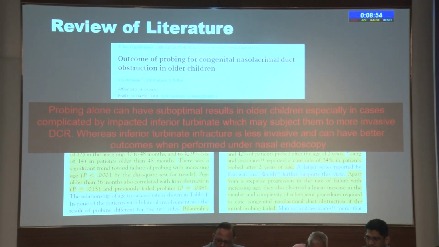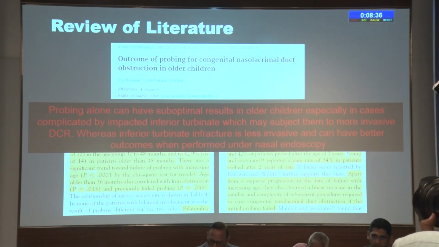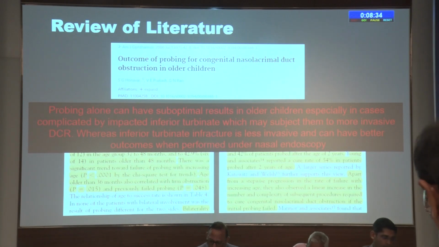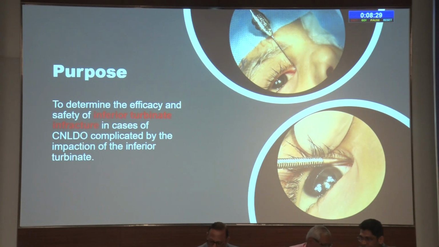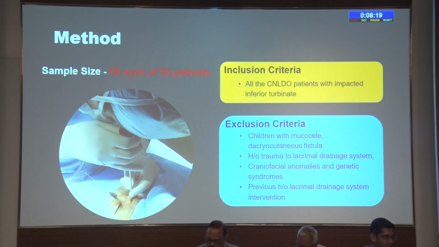There is a 97% success rate for probing in children younger than 36 months, and merely 43% in children above 48 months. Whereas the inferior turbinate infracture in complicated cases is less invasive and can have better outcomes when performed under nasal endoscopy. With this in mind, the purpose of the study was to identify the efficacy and safety of inferior turbinate infracture in cases of CNLDO in 69 eyes of 55 patients.